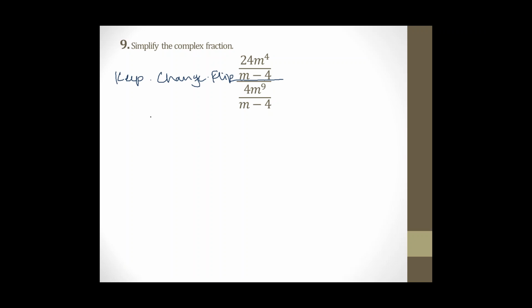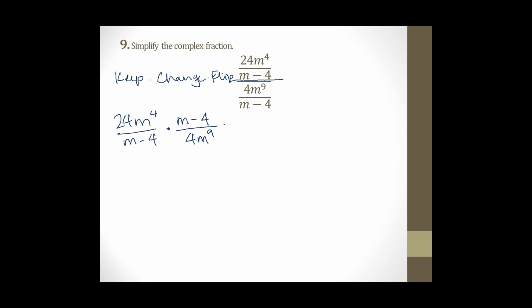So basically, we're going to keep the first term exactly the same. So that's 24m to the 4th over m minus 4. I'm going to change this division into multiplication. And then I'm going to get the reciprocal of this denominator here. This whole thing is the denominator of the entire complex fraction. And I'm going to flip it. So I'm going to write m minus 4 on the top, and then 4m to the 9th on the bottom.